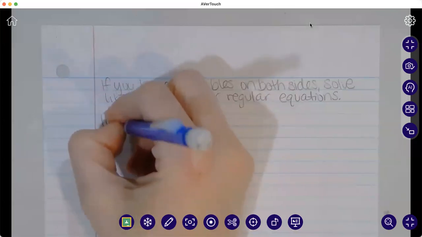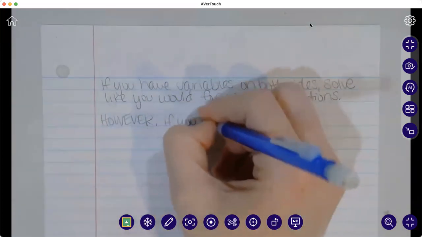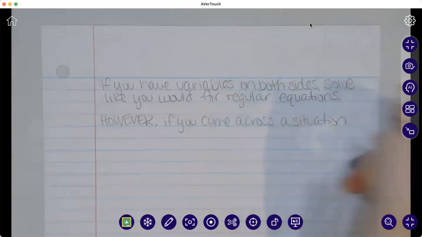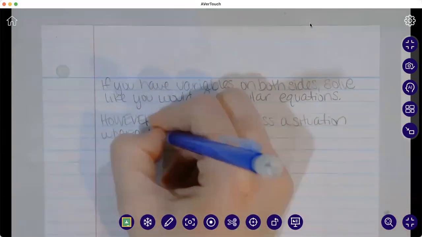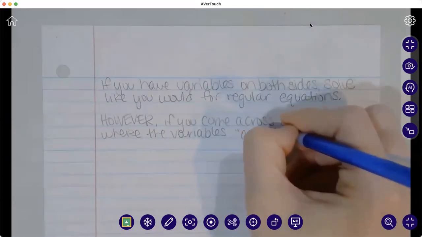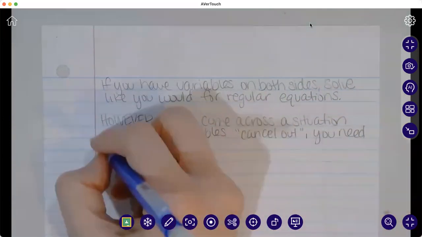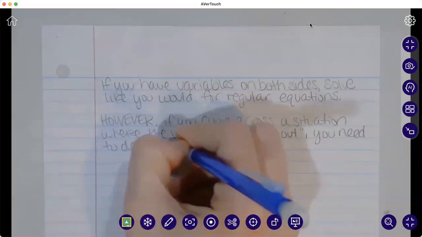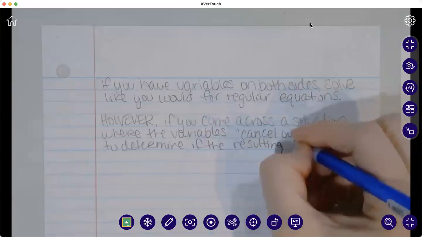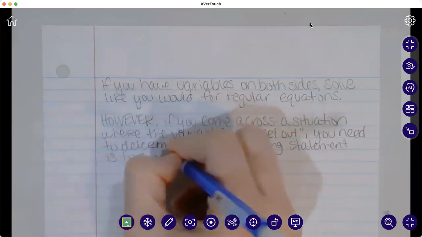However, all caps, if you come across a situation where the variables cancel out, you need to determine if the resulting statement is true or false.